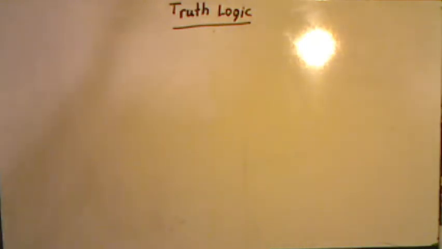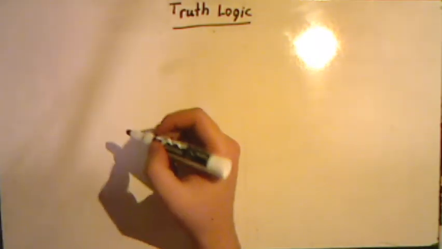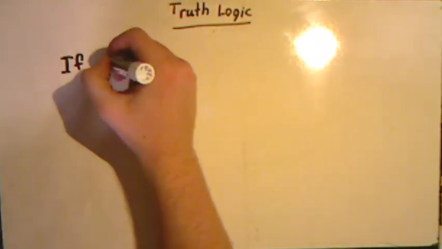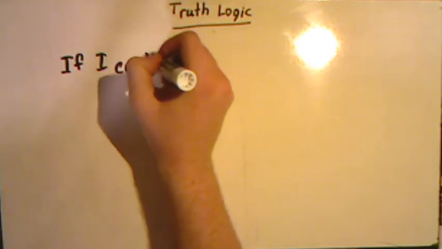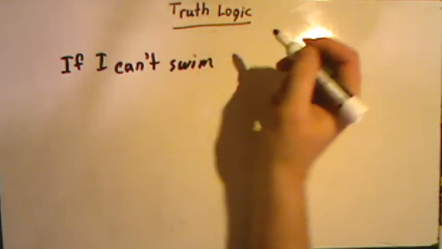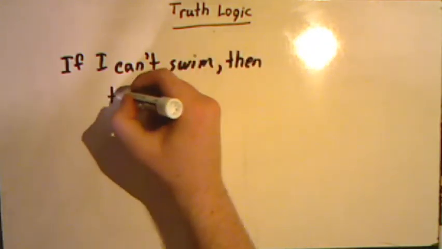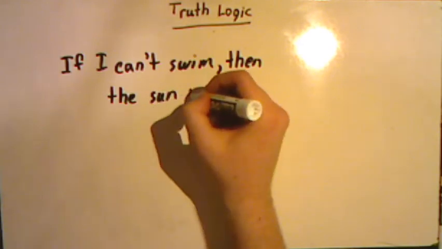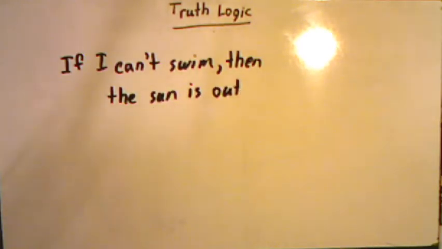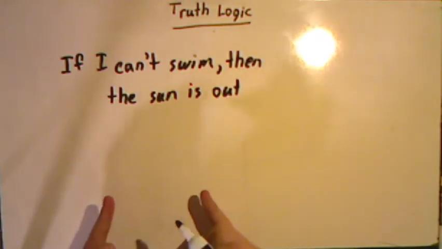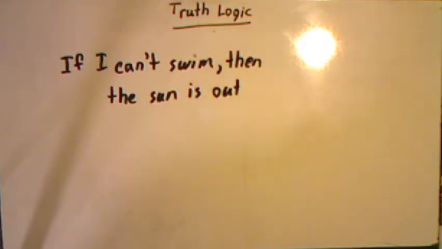So in the sentence that we're given, we are being asked to find the inverse of the sentence, if I can't swim, then the sun is out. Now, in this case, we are given a complete sentence. It is always recommended to see if you can turn that into a conditional statement and actually see it in terms of our variables. So we dissect our sentence to see what is what.